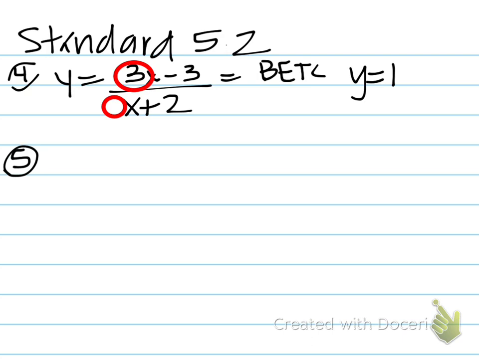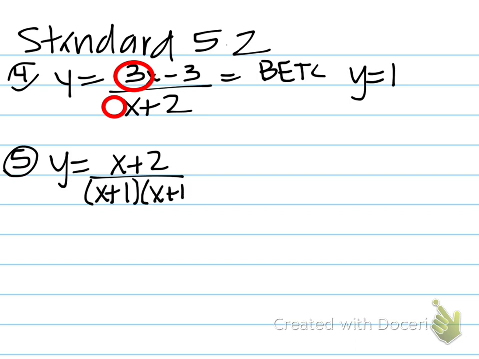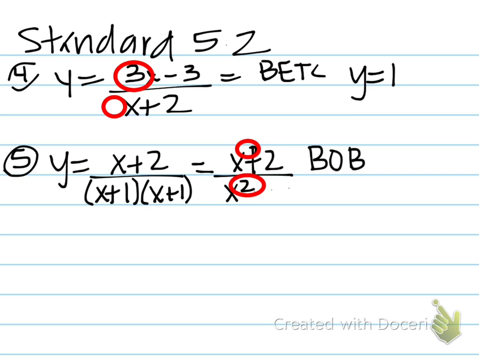For number 5, let's see. So on the bottom here, I am multiplying these two monomials together. So when I multiply them out, I'm going to get x plus 2 over x squared and then something else. But the important part is that the degree on the bottom here is 2 and the degree on the top here is 1. So I am using BOBO, bigger on bottom, and so my horizontal asymptote is y equals 0.